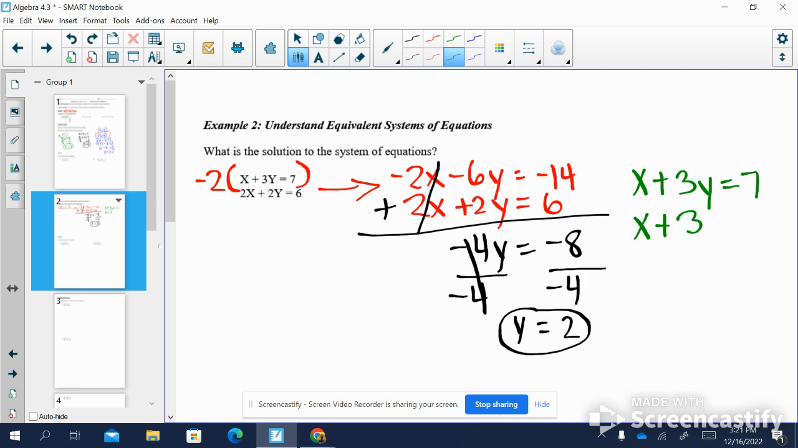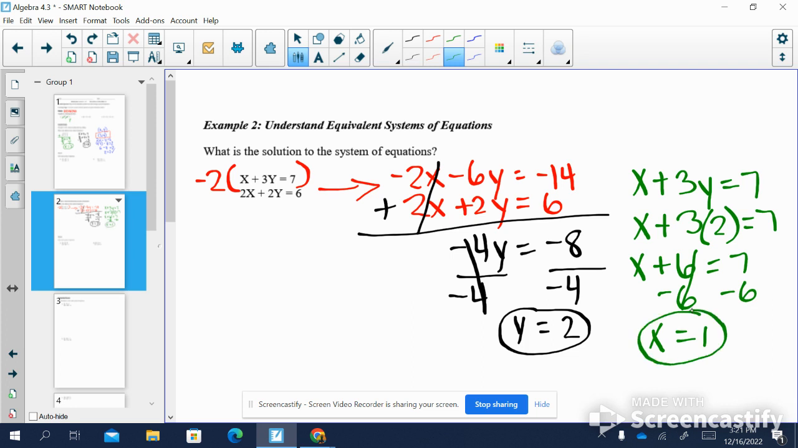But I do know the value of y, it's 2, so it's going to be 3 times 2. Well, 3 times 2 is 6. So I rewrite this, x plus 6 equals 7. And to get the x by itself, I'm going to subtract 6 from both sides, making x equal to 1. So again, since the solution is x comma y, my solution here is 1 comma 2. Don't accidentally switch them. That's not good.